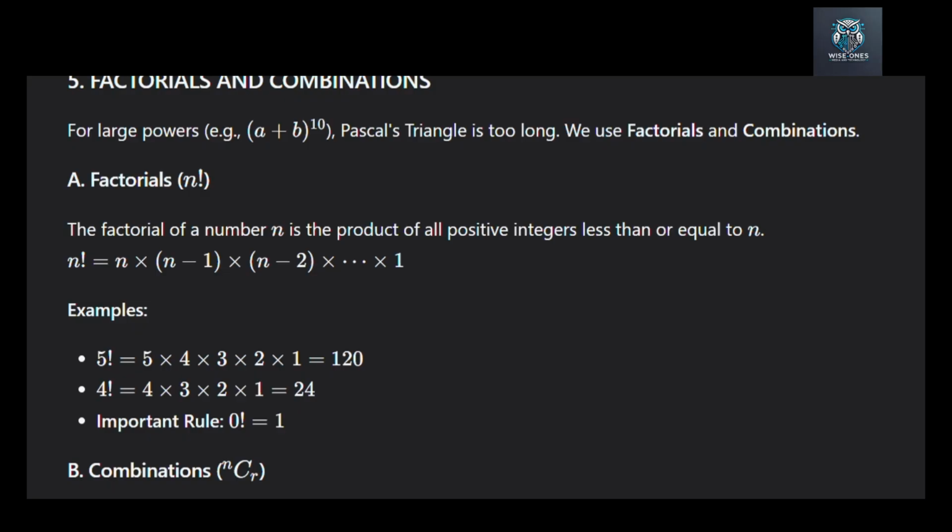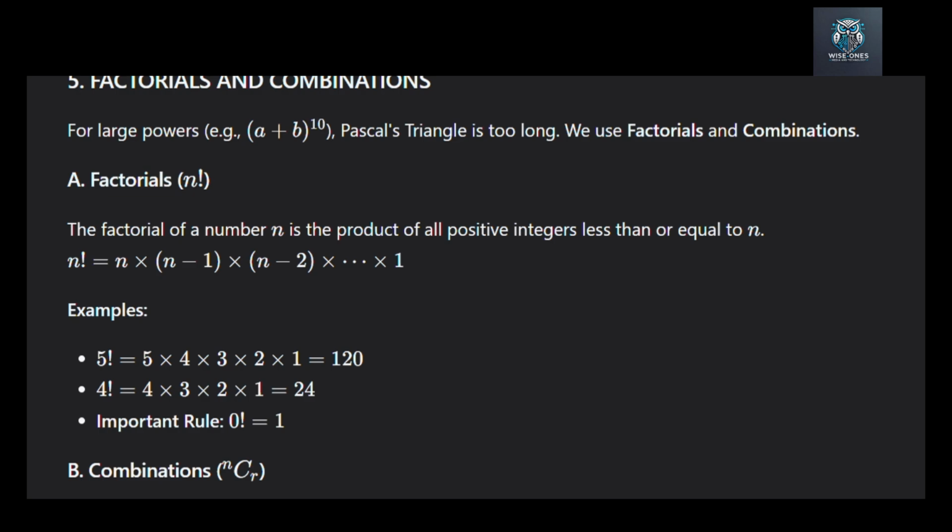In mathematics, we use an exclamation mark to show a factorial. It looks like this, n exclamation mark. The factorial of a number means you multiply that number by every whole number less than it all the way down to 1. For example, 5 factorial means 5 times 4 times 3 times 2 times 1. Let us calculate that. 5 times 4 is 20. 20 times 3 is 60. 60 times 2 is 120. 120 times 1 is 120. So 5 factorial equals 120.